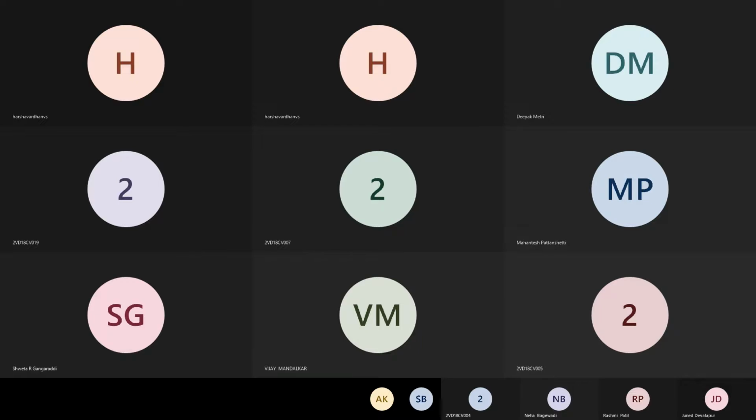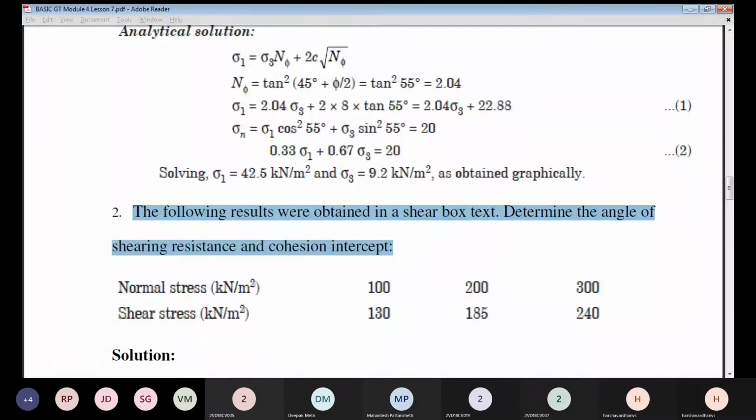Okay, good afternoon, everyone. Welcome again to this class. We had solved one problem on direct shear test in the morning. We'll solve some more problems on direct shear test. If you have written down, write down the second question. And if you have already written down, just raise your hand.